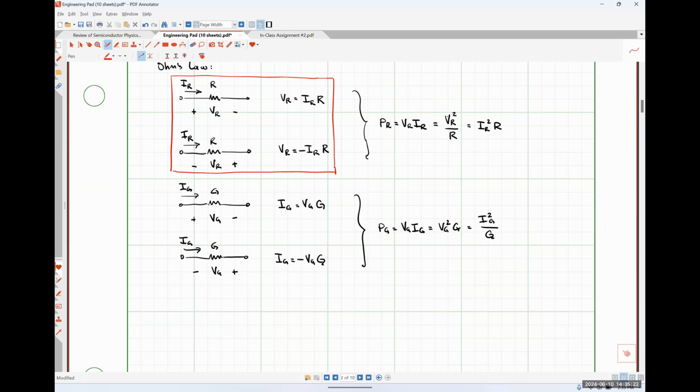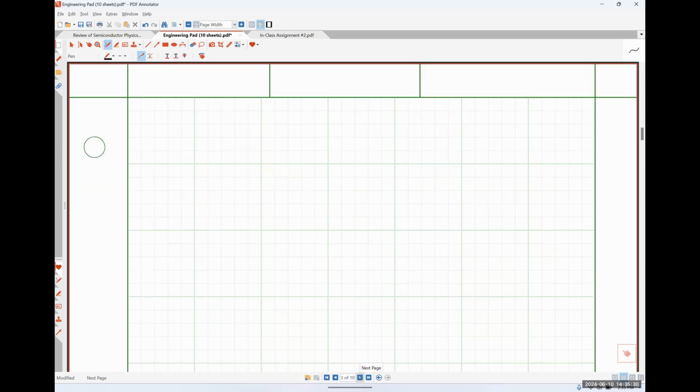All right, so now I would like for us to talk about, let me just go to a fresh piece of paper here, Kirchhoff's voltage law. Thinking about doing new subtopics in blue. And we commonly refer to this as KVL, okay?